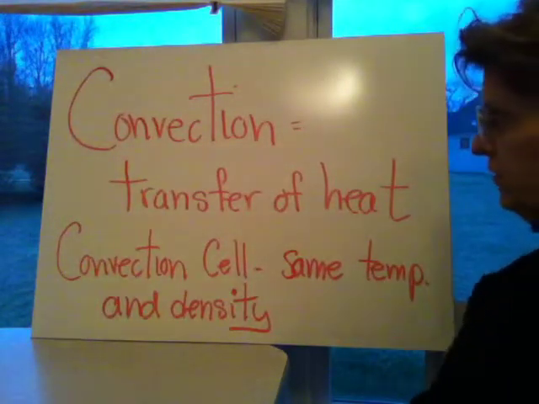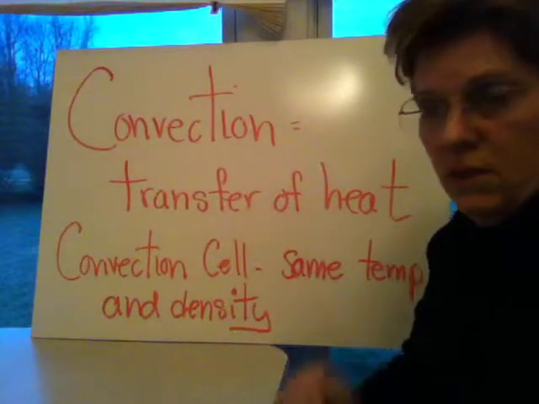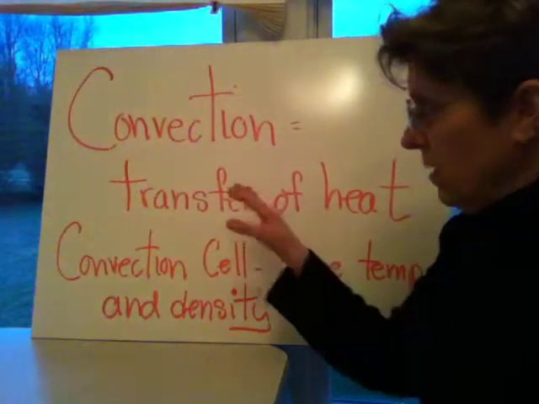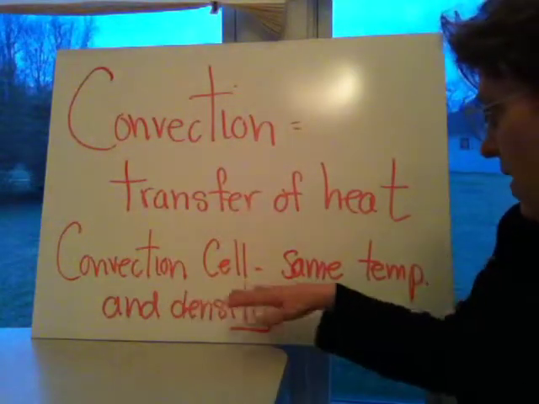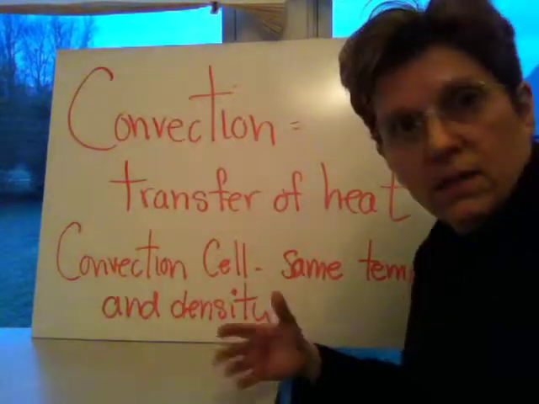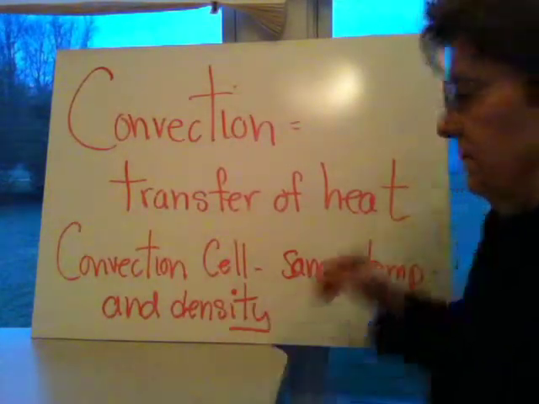Convection equals the transfer of heat. It's one way heat is transferred. Heat is transferred in many ways. We're going to talk about how convection works in the mantle. A convection cell is an area of volume that has the same temperature and the same density.